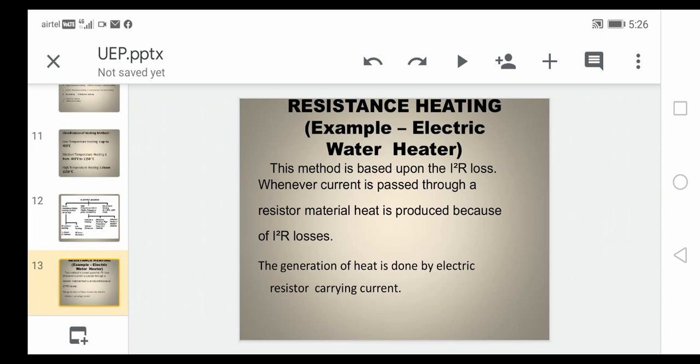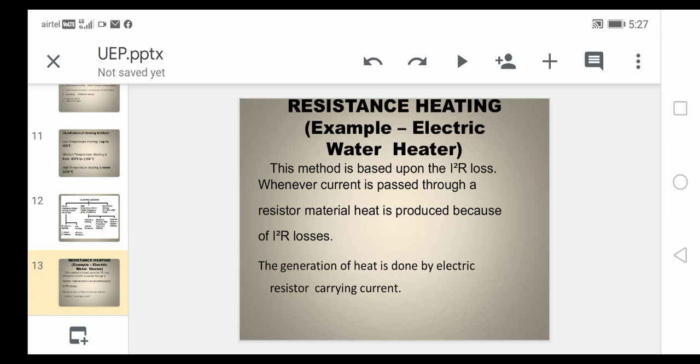In electrical terminology, whatever you want to heat, we call it a charge. For example, if you want to heat some wood or glass, that glass we treat as a charge. Resistance heating, the best example being the electric water heater, is based on the I squared R law. Whenever current is passed through a resistor material, heat is produced because of the I squared R law. The generation of heat is done by an electric resistor carrying current.